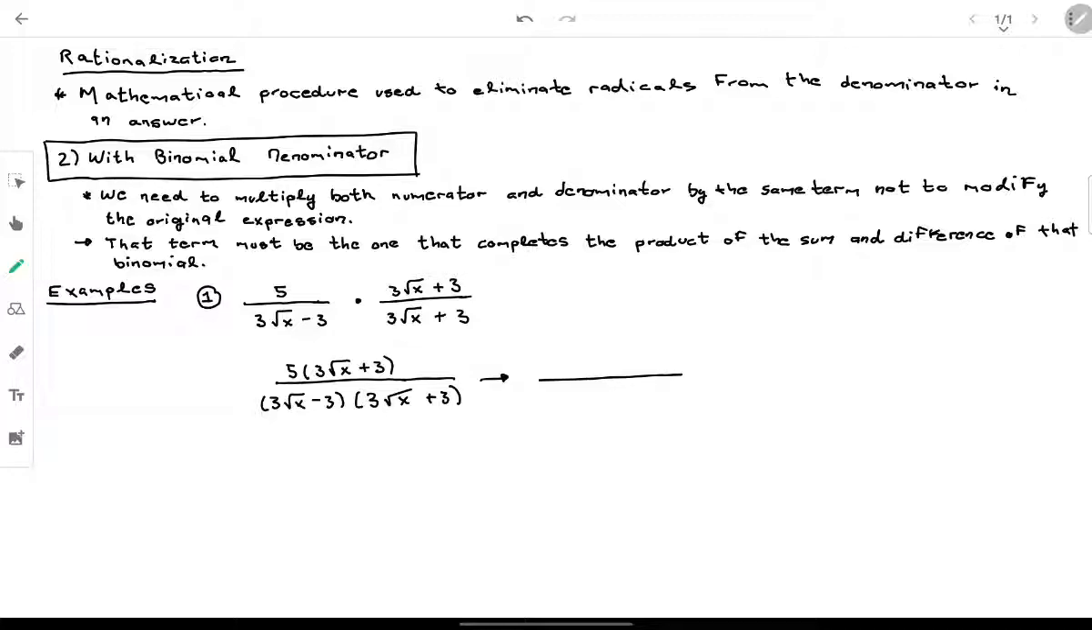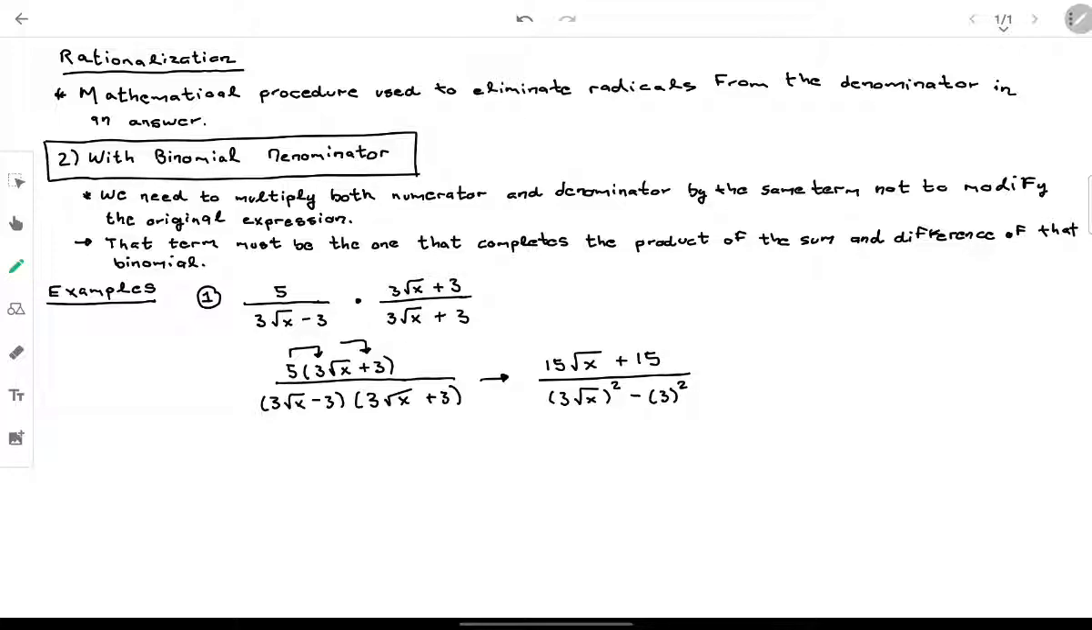What's the answer for a product of the sum and difference of a binomial? Remember, when we have a product of the sum and difference of a binomial, it's the first one squared. So it's going to be 3 the square root of x, all of it squared, minus the second one, or the one that changed sign, squared. And on the top part, of course, it's going to be easy because we can multiply this by this and this. And it's going to be 15 that multiplies the square root of x plus 15.